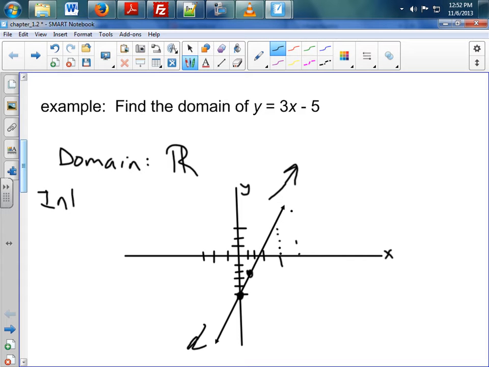Did you want to make a sign for your farm with that on it? Yep. Interval notation.